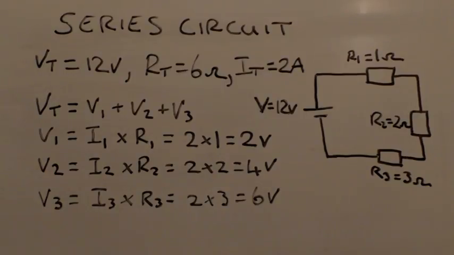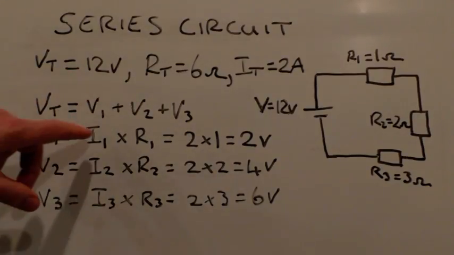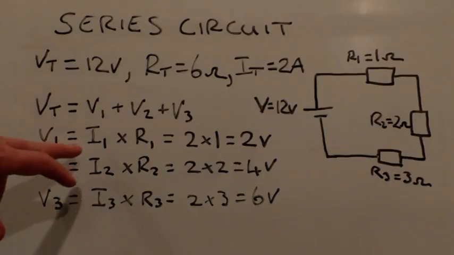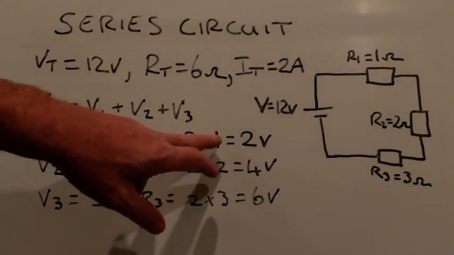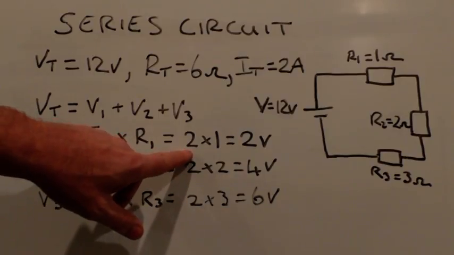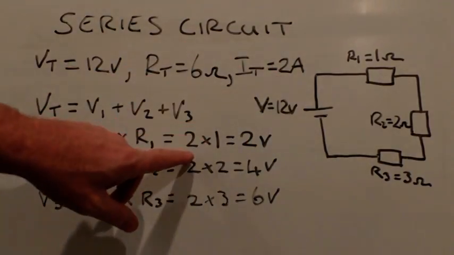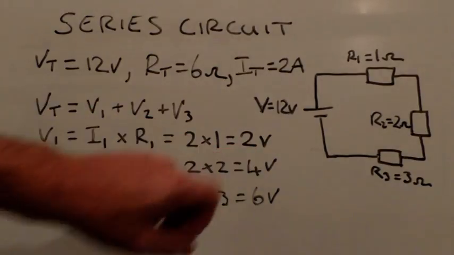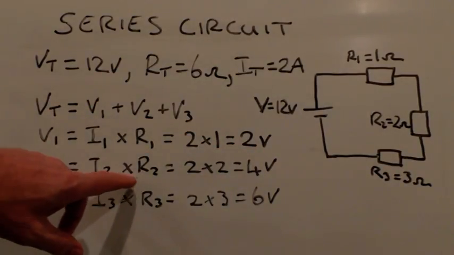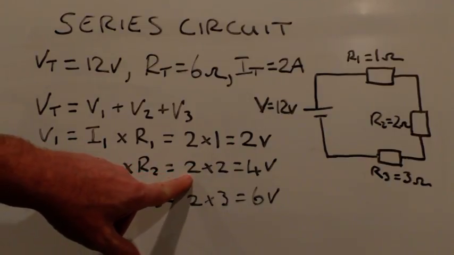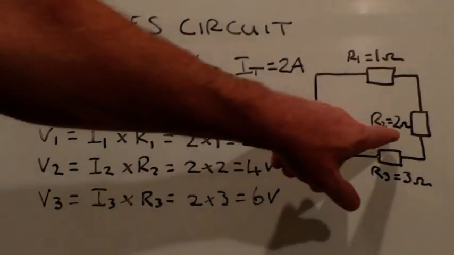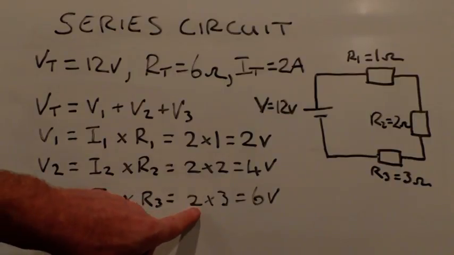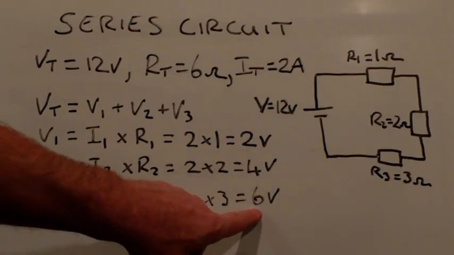We then used Kirchhoff's law and Ohm's law to find the voltage drop across each resistor. This turned out to be, for R1, 2 times 1, which is I times R1. So for the current, it was 2 amps, and R1 equals 1 ohm. So I1 and R1, 2 times 1 gives you 2 volts. For V2, it was I2 times R2, again I2 equals 2 amps times R2, which is 2 ohms, so that gave us 4 volts. And V3 is I3 times R3, which is 2 times 3, which equals 6 volts.